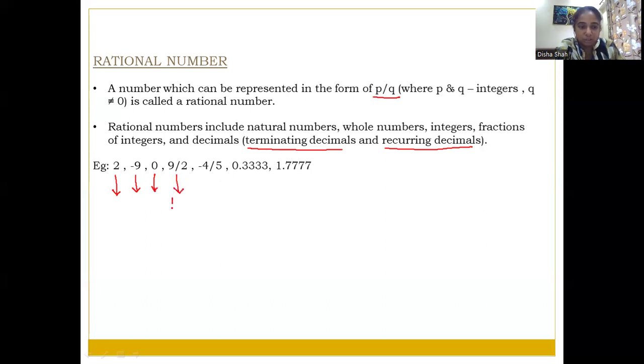9/2, तो आपको साफ साफ दिख रहा है, this is written in the form of p by q. So this is also a rational number. Negative integers are also allowed. So minus 4 by 5 is also allowed. This is a rational number. 0.33333, like this type of numbers are also rational numbers. So कोई भी number को अगर आप fraction में लिख पाते हो, those numbers are called as rational numbers.